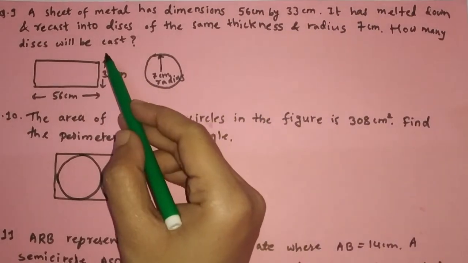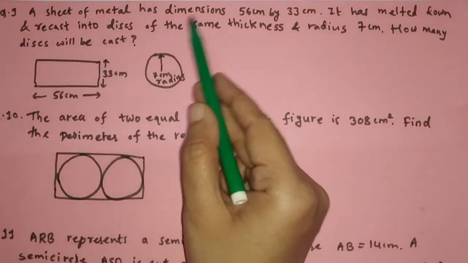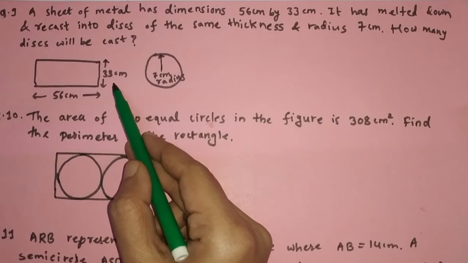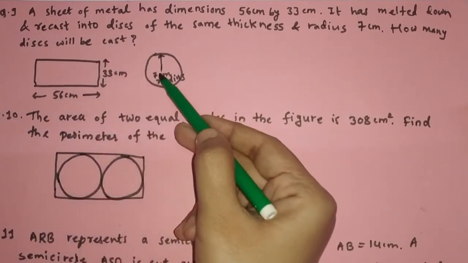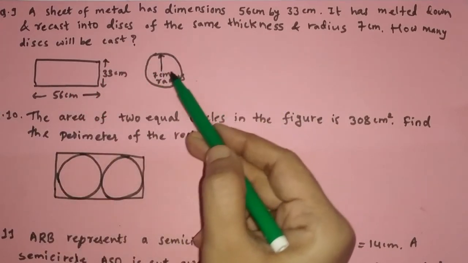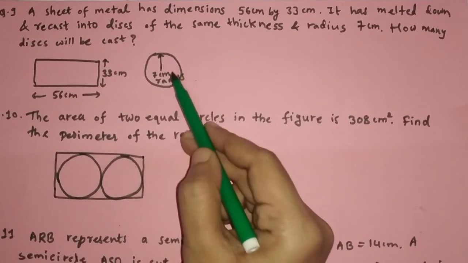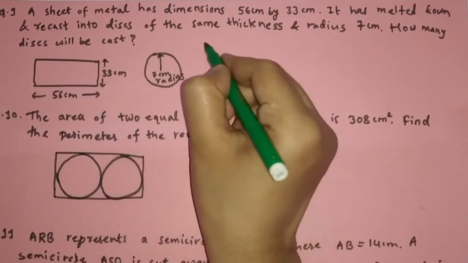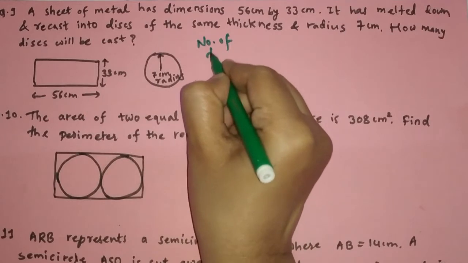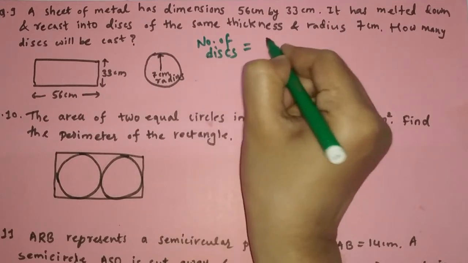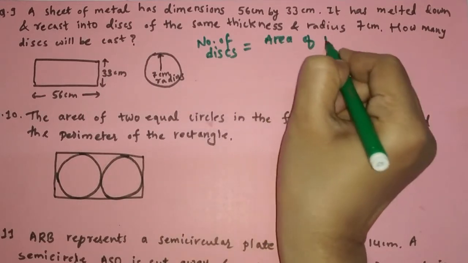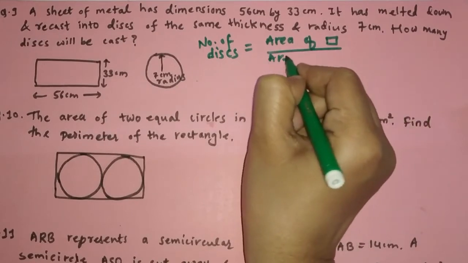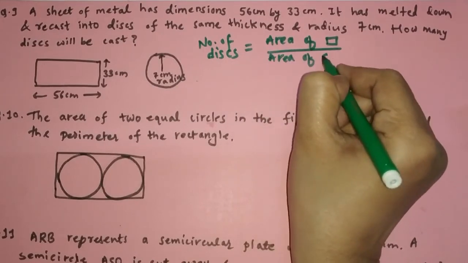So now moving to the next question. A sheet of metal has dimensions 56 by 33 centimeters and it is melted down and recast into discs of the same thickness and a radius of 7 centimeters. So how many discs will there be? We'll find the number of discs required. The number of discs is equal to the area of the rectangle divided by the area of the circle.